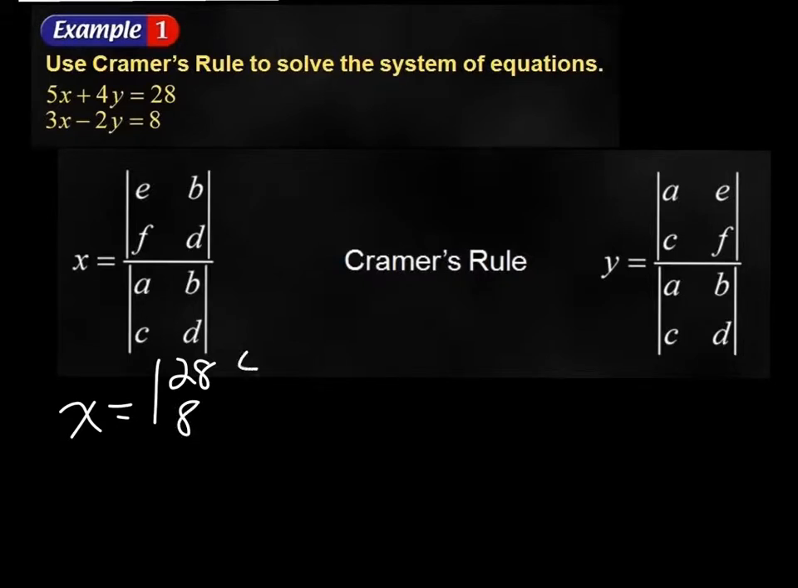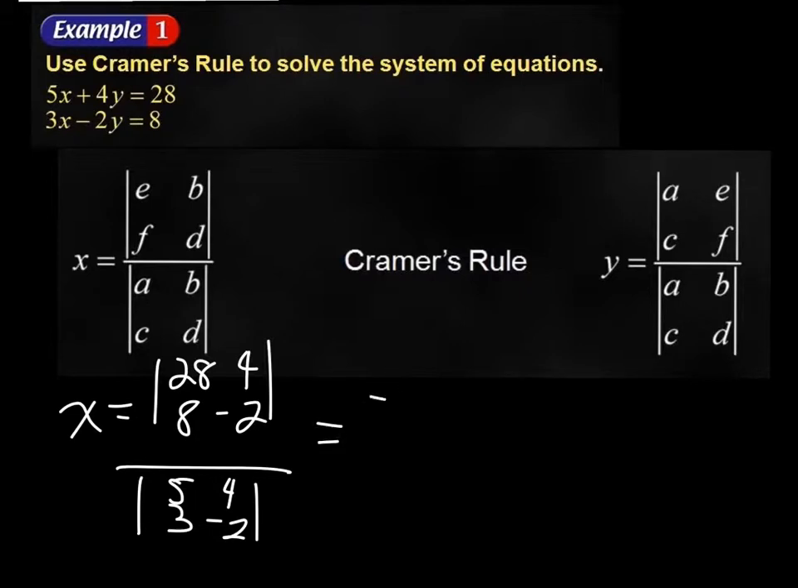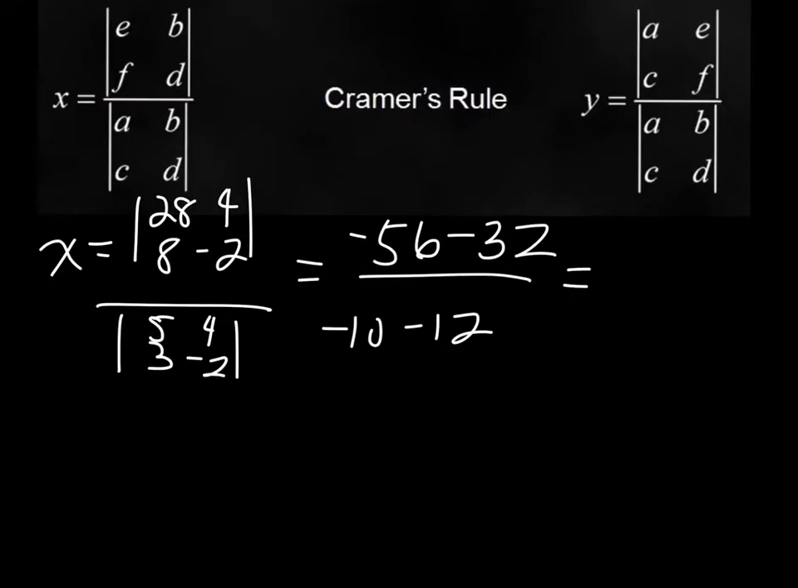and the coefficients of y in the second column over coefficients of x, coefficients of y. I'm going to go ahead and finish x before I do y, I think. So we're going to have negative 56 minus 32 over negative 10 minus 12. We've got negative 88 over negative 22. Negative by a negative is a positive, and I get 4.